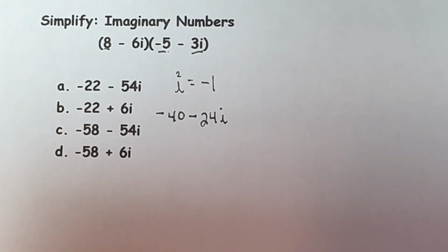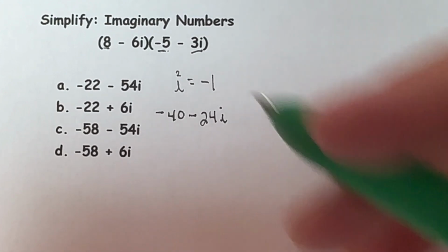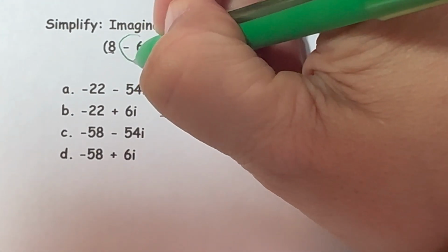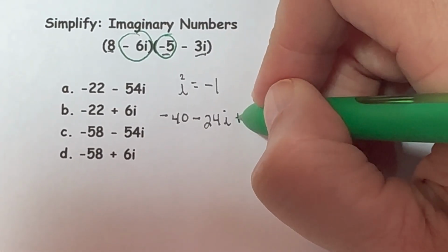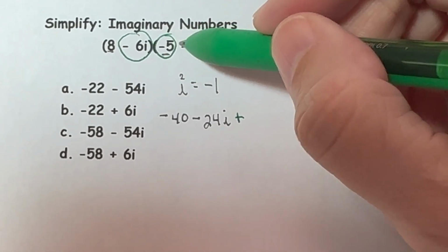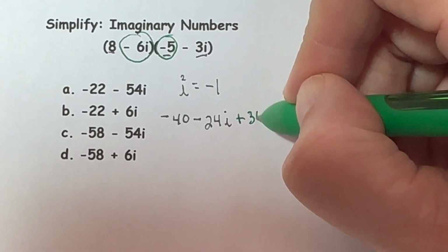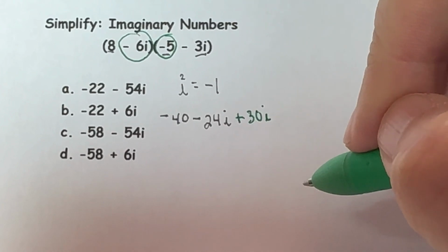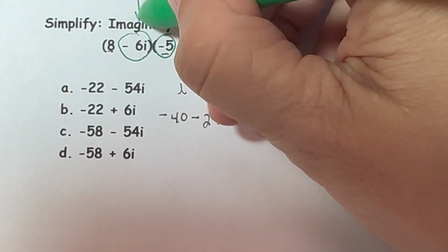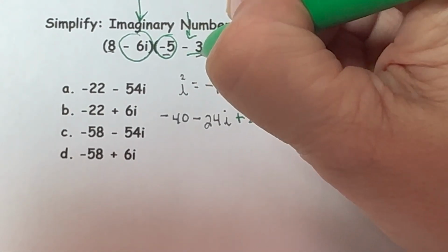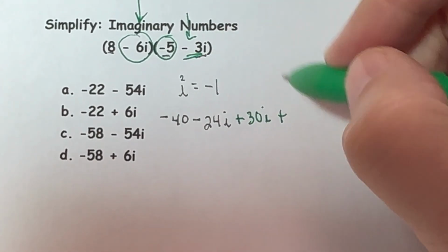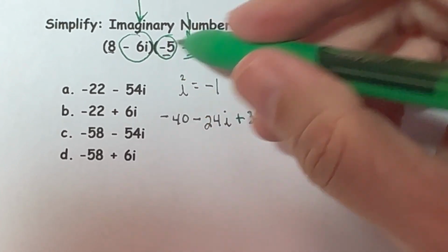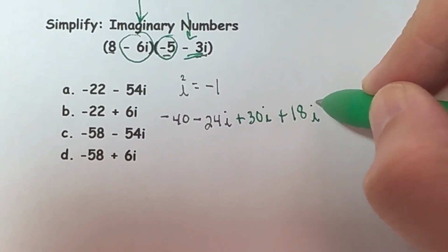Now I've taken the 8 times each number in the second set of parentheses, so I have to do the same with the -6i. A negative times a negative is a positive. 6i times 5 is 30i. And then a negative times a negative is a positive. 6 times 3 is 18, and i times i is i squared. You've got two of them.